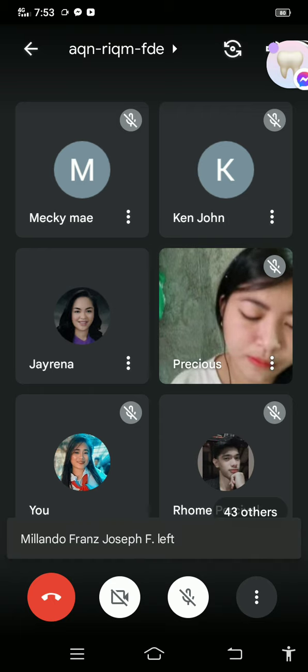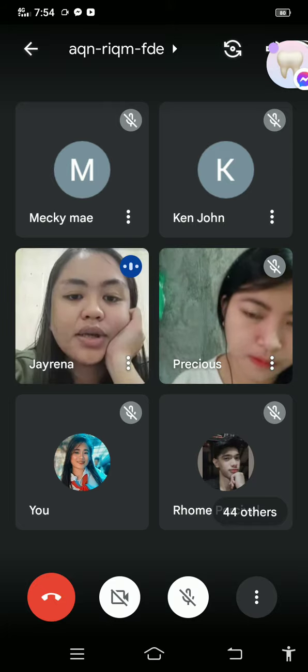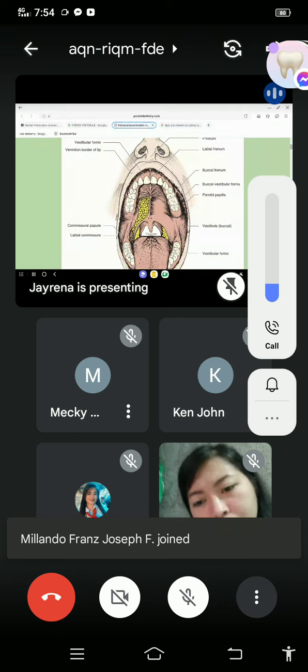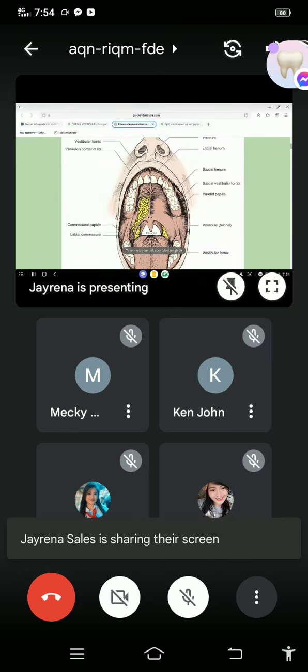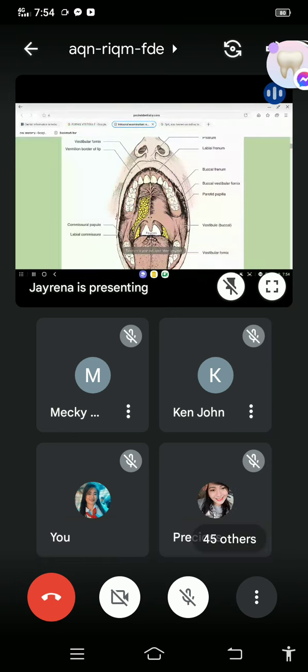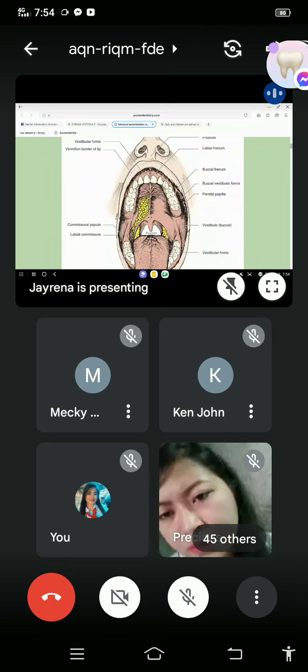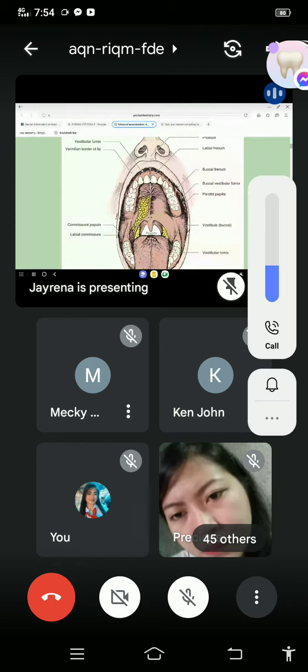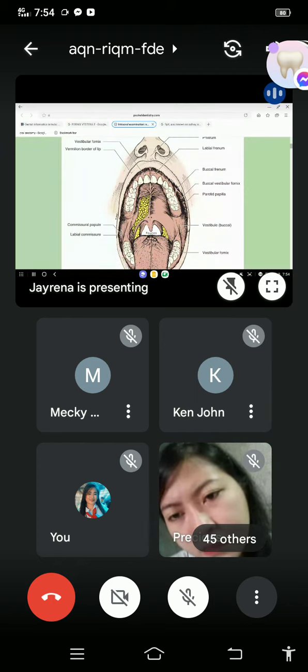Okay. So, saan po ba ang fornix vestibule? Ang fornix vestibule, ito siya. This is the area wherein bago ma-meet yung bone, di ba? There's a bone that holds the tooth. And then dito, puro soft tissues, di ba? You have the lips and then the cheeks.